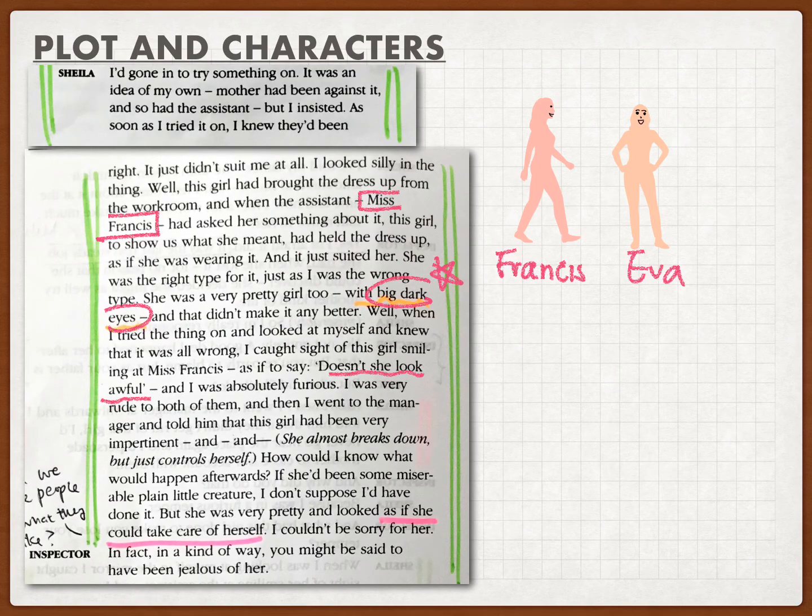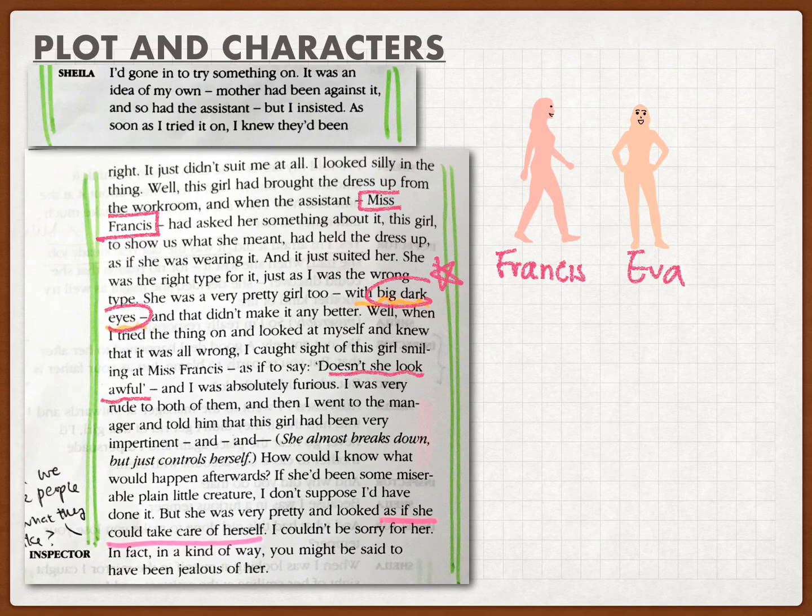And so Sheila explained, saying that she actually saw a dress, but Mrs. Burling didn't think that Sheila would look good in the dress. Even the assistant agreed with Mrs. Burling, but Sheila insisted on trying the dress on. So Eva Smith brought the dress from the workroom, and Eva Smith talked to Miss Frances.